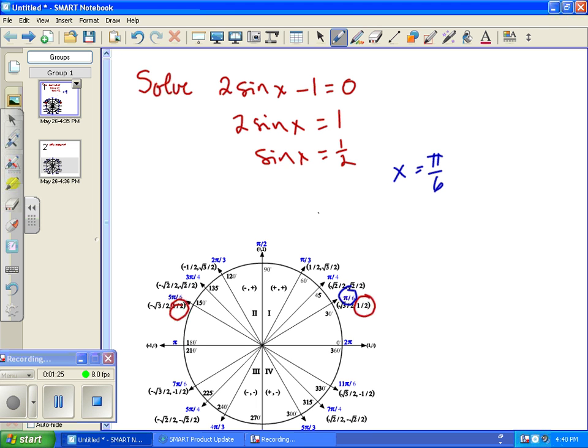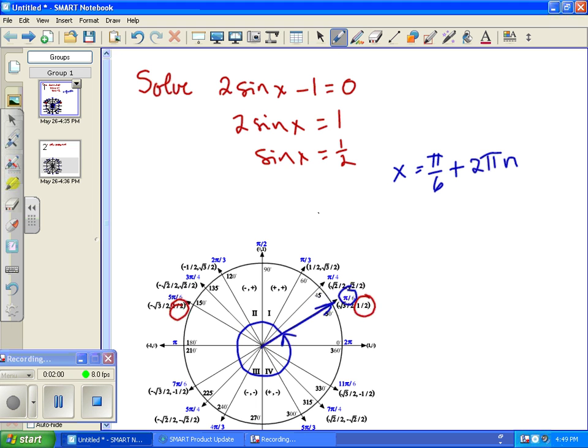Now remember that this is not the only angle in this position. If we have this ray that represents the angle, and we go around the circle 360 degrees or 2 pi, then we end up in the same place. So any angle that ends up in the same place has that same sine of x. To signify all the possible solutions for this, we put plus 2 pi n, where n represents the number of times we go around the circle.